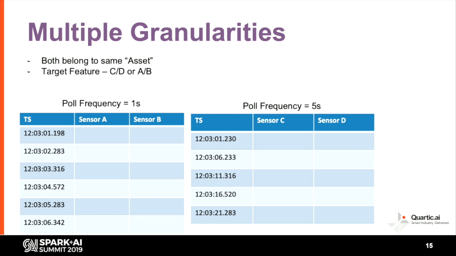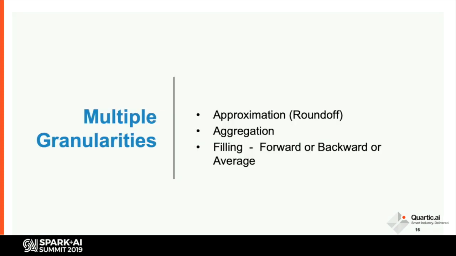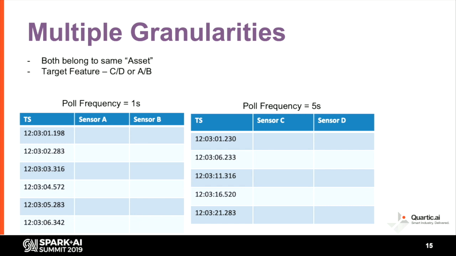So in this case, while processing the data from these sensors for a machine learning purpose, one would want to have data from all the influencing features present at all times. So this is where some very common techniques like approximation and aggregation could be used to fill the data where it is not available.